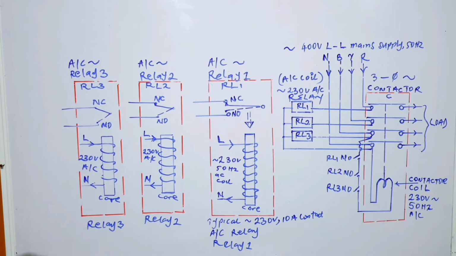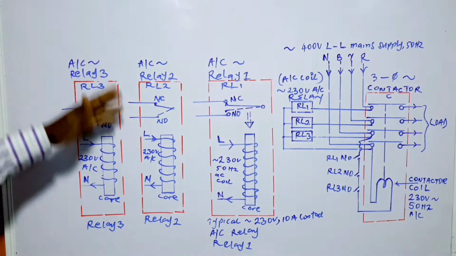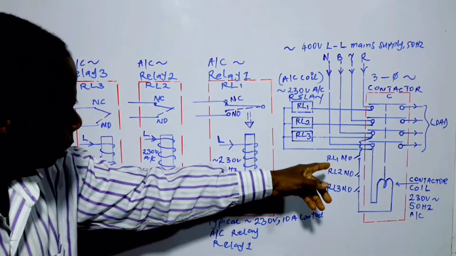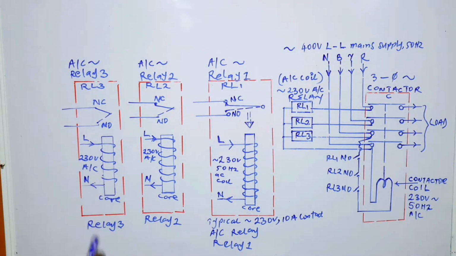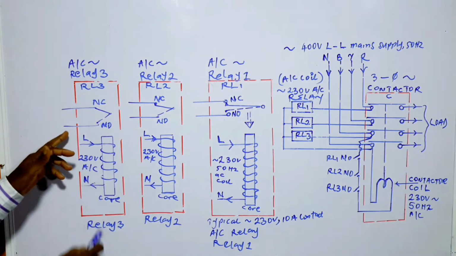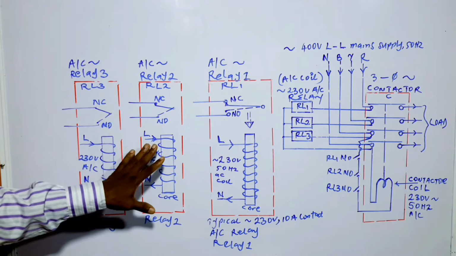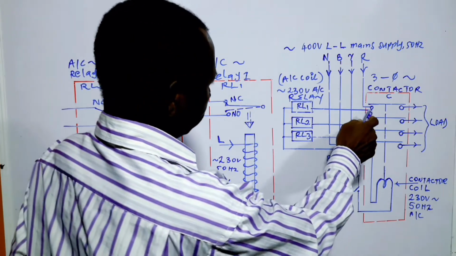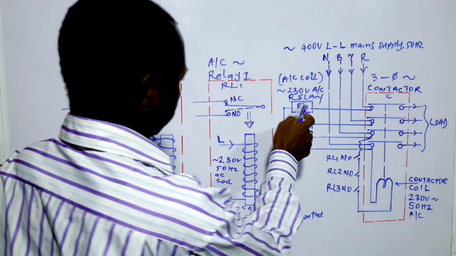So when power is switched on, especially to the three relay coils, we have power coming to this relay coil.